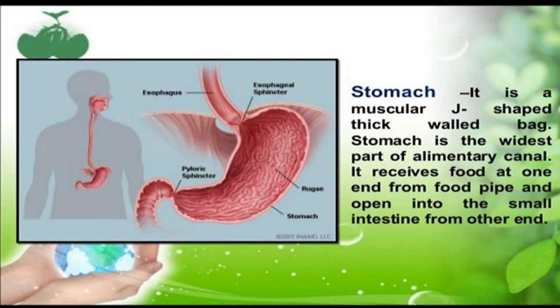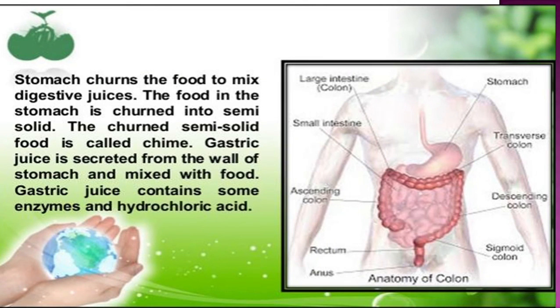Stomach. It is a muscular, J-shaped, thick-walled bag. Stomach is the widest part of the alimentary canal. It receives the food at one end from the food pipe and opens into the small intestine at the other end. The stomach churns the food to mix it with the digestive juices. The food in the stomach is churned into a semi-solid. The churned semi-solid food is called chyme. Gastric juice is secreted from the wall of the stomach and mixed with the food. Gastric juice contains some hydrochloric acid.